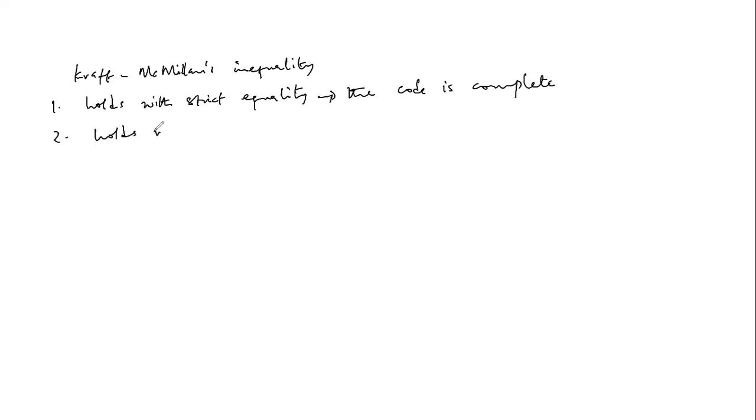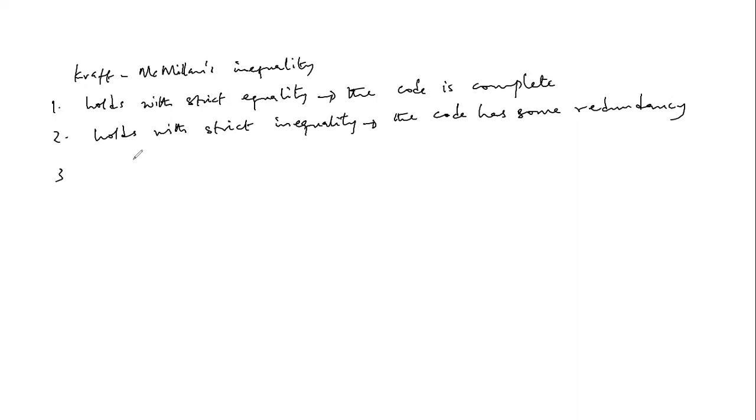If the inequality holds with strict equality, for instance, then the code is complete. And if it holds with strict inequality, then the code has some redundancy. And what if it doesn't hold? If it does not hold, then the code is not uniquely decodable.